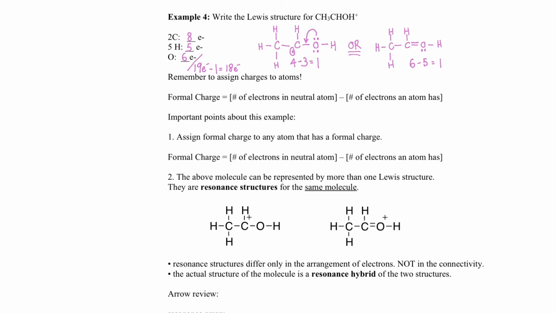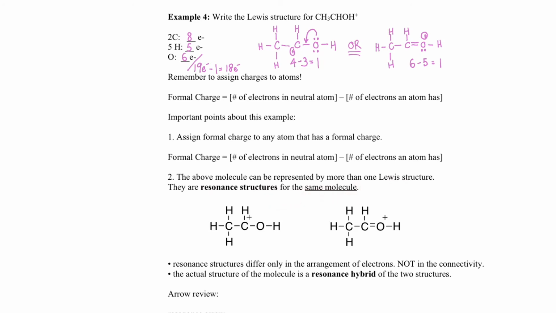So that's going to be 1, which is going to be a positive charge, right? So you can see that in both of these cases, this molecule and this molecule, they do not stray away from the positive charge that's shown in the question. So in these two cases, these two molecules, they're known as resonance structures. Now, the above molecule can be represented by more than one Lewis structure, and they're resonance structures for the same molecule.